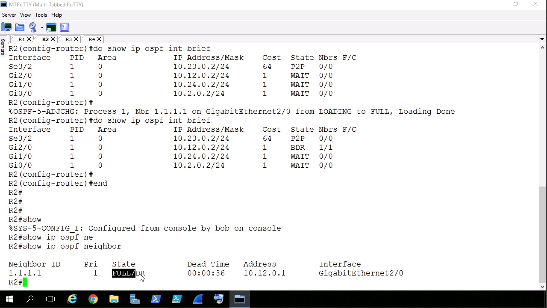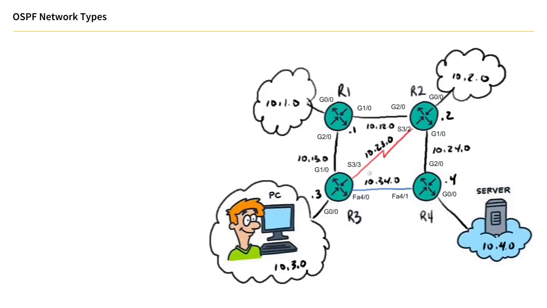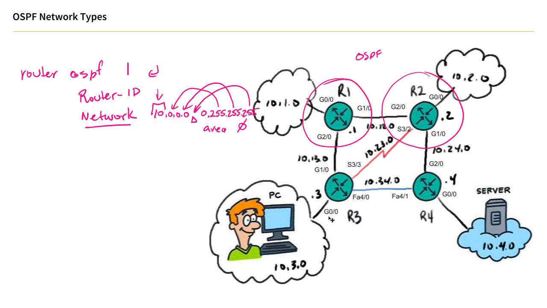And our current state with that is we have a full adjacency, and this /DR says that that neighbor is the designated router for this network segment. And that neighbor's address that we're reaching them on is 10.12.0.1, and it's our local 2/0 interface that we're using to reach him. So that's right here. Let me put the pen back up. So effectively, R2 says, oh, I see the neighbor relationship between myself and R1 over this interface right here. And that's because they agreed.